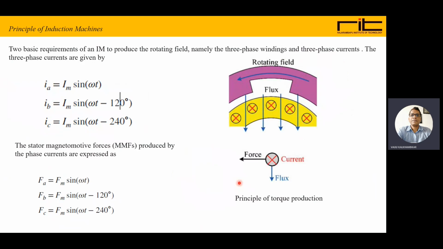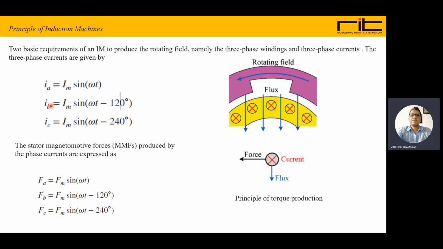Principle of working of induction motor. The basic requirement for an induction motor to produce the rotating field is a three-phase winding with a phase difference of 120 and 240 degrees. It should produce the three-phase currents in it, and these currents can be given by these equations.